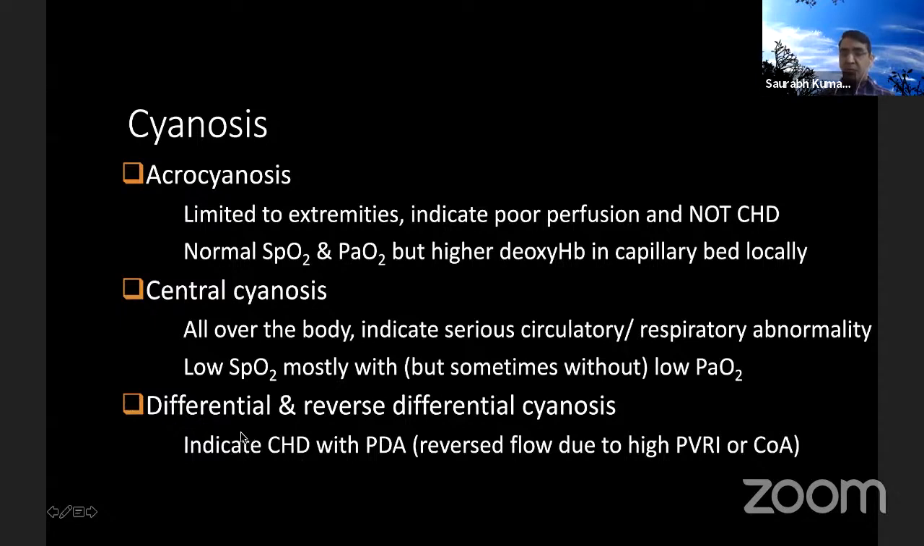Now, the third type is differential or reverse differential cyanosis. It's a type of central cyanosis only, but here the saturations are different in the preductal and the postductal area. If it is present, it indicates that the congenital cardiac malformation has a PDA in its circuit. The reversal across the PDA may be because of high PVRI, or it may be because of aortic arch interruption or coarctation.